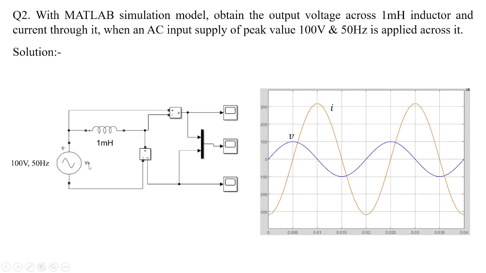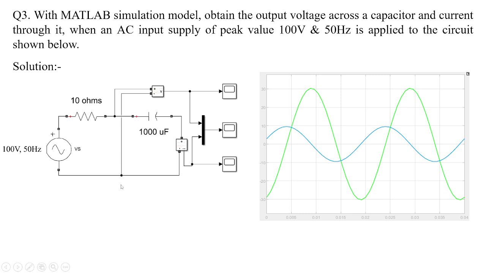In another model, the question is changed to an AC input supply of peak value 100 volts. This peak value of 100 volts is given in the problem, and that is why here the voltage value is taken directly as 100 volts, the peak value. In the waveforms of voltage and current, the voltage waveform is shown by the blue line and the current waveform by the orange line, where you can see current lags voltage.